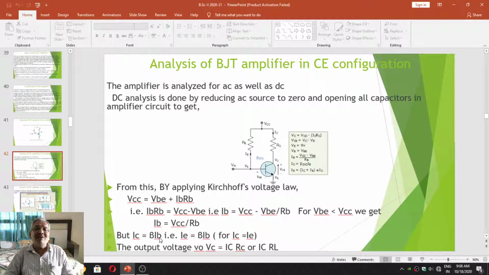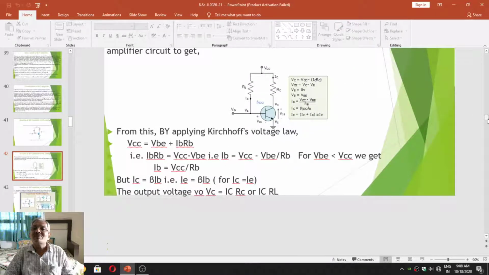But IC is equal to IB into beta by the formula of current gain of BJT in common emitter configuration. Therefore, we can get IE is equal to beta IB, because IC equal to IE in this particular case. Therefore, the output voltage is equal to IC into RC, which can be written as: the output voltage so developed is VC or VO is equal to IC into RC.